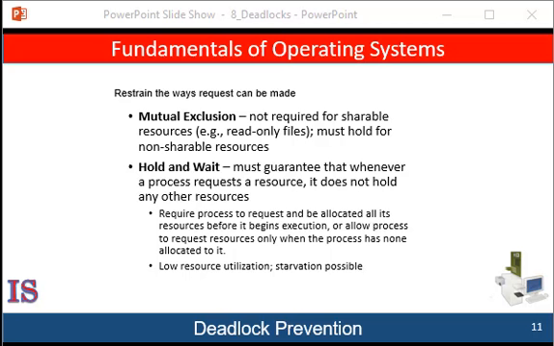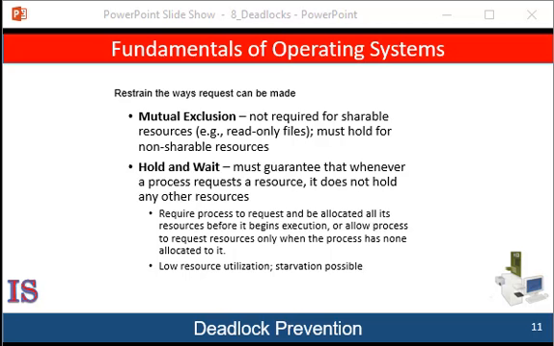Read-only files are a good example of a shareable resource. If several processes attempt to open a read-only file at the same time, they can be granted simultaneous access to the file. A process never needs to wait for a shareable resource. In general, however, we cannot prevent deadlocks by denying the mutual exclusion condition because some resources are intrinsically non-shareable. For example, a mutex lock simply cannot be shared by several processes.